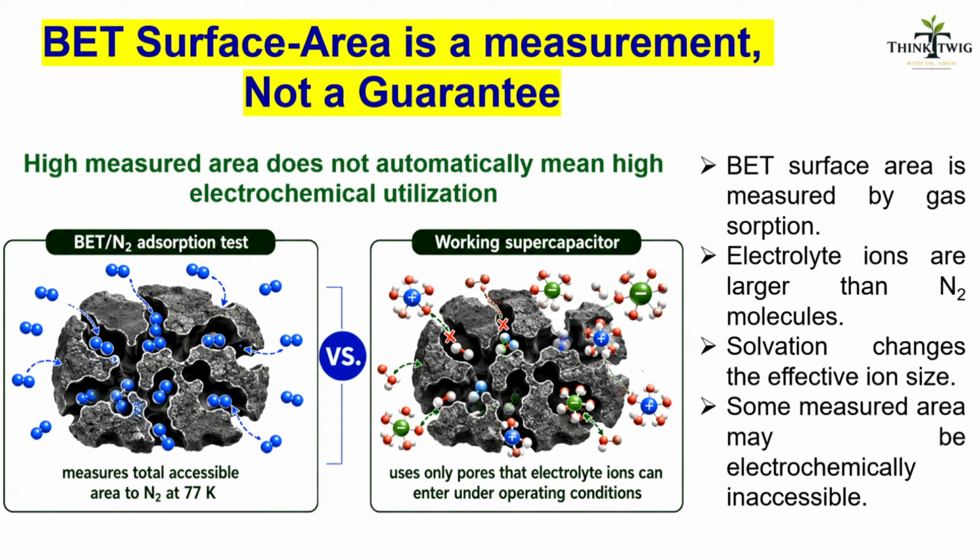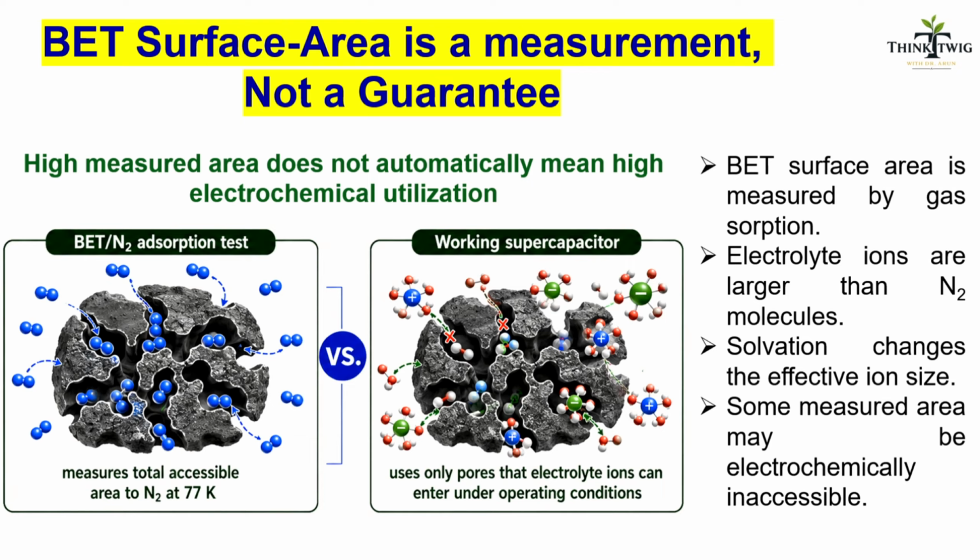Now compare both situations. During BET measurement, gas molecules probe the pores, and during supercapacitor operation, electrolyte ions have to enter those pores. Same carbon, different probe, and different conditions. This difference matters. So remember this simple distinction. BET tells us how much surface is measured, and electrochemistry tells us how much surface is actually working. The two are connected, but they are not the same. That is why the highest BET value does not automatically give the highest capacitance.